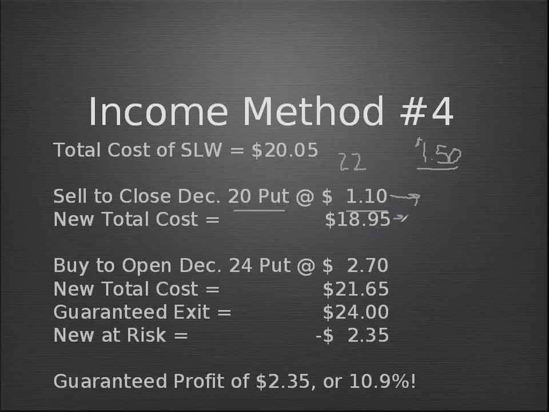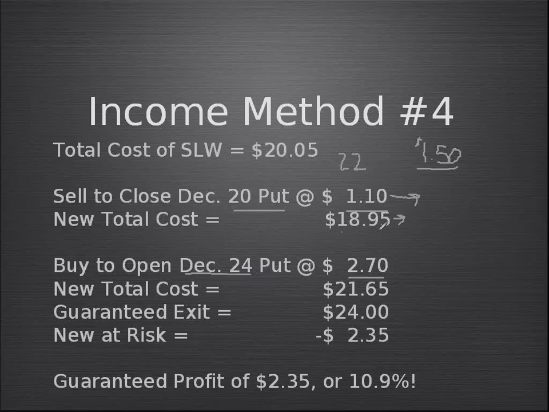This puts our cost per share back to $18.95. Remember, we lowered it down to about $15.75. We're moving it back to $18.95 just on that put. But at the same time, we're going to buy a December 24 put. So we're taking advantage of the time value we still have remaining on the 20 put, and we're going to buy a December 24 put for $2.70.